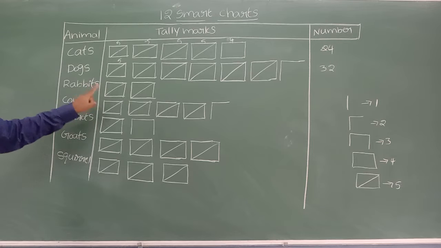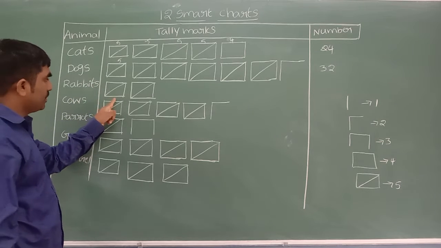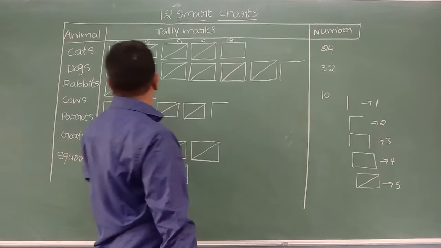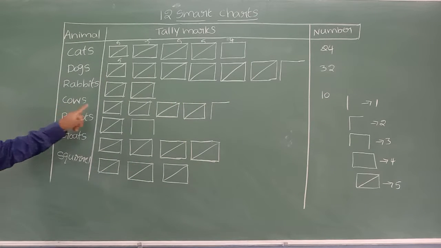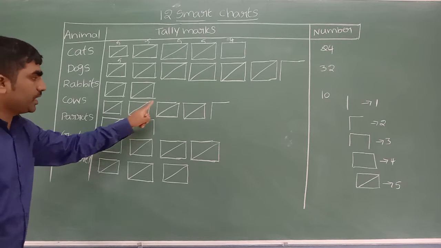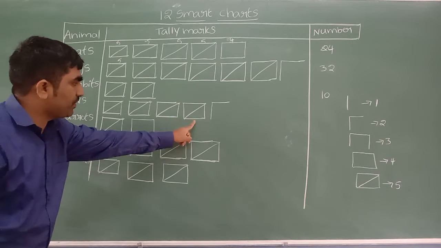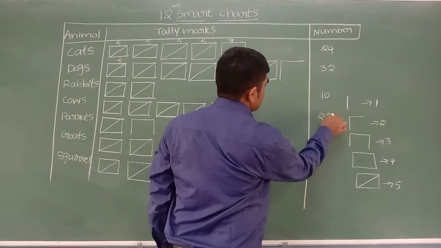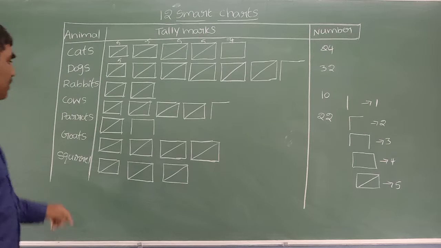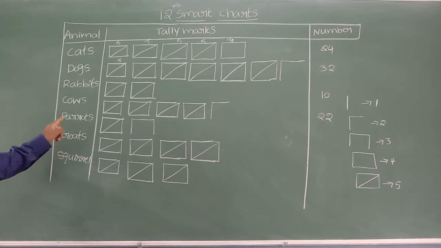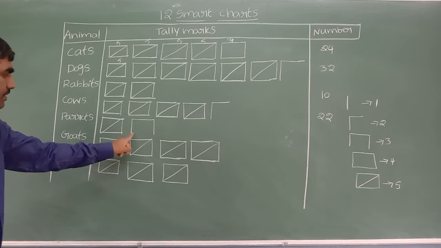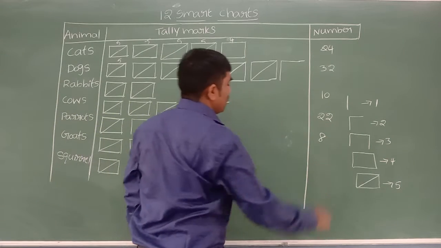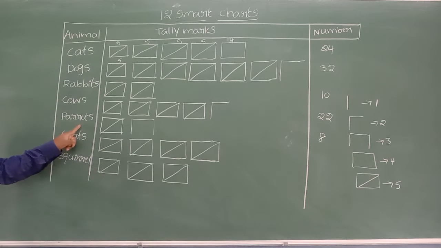Next, rabbits. One box shows 5 students. 5 plus 5, there are 10 students who like rabbits. Cows. 5 plus 5 is 10, 10 plus 5 is 15, 15 plus 5 is 20, 21, 22. So there are 22 students who have the pet animal as cows. And next we can see parrot. 5, 6, 7, 8. So there are 8 students who have the pet animal as parrot.